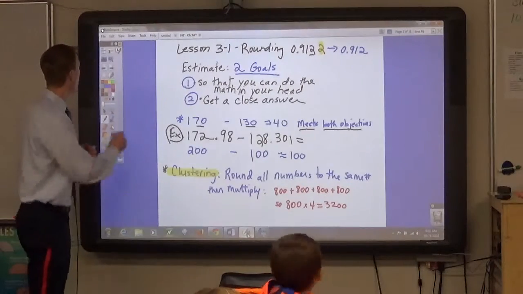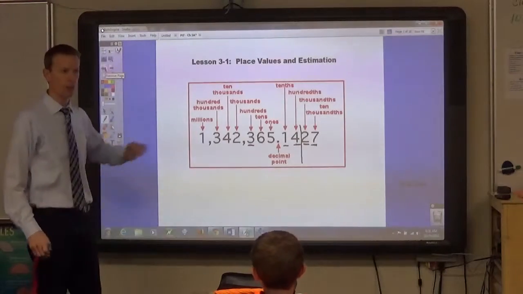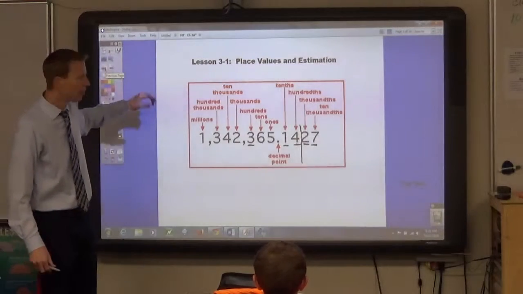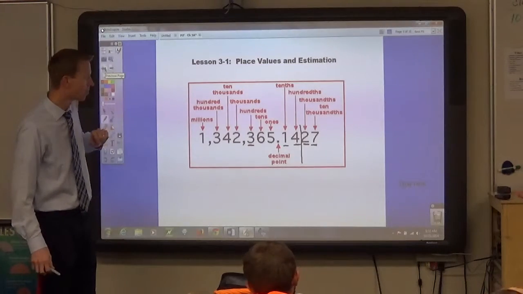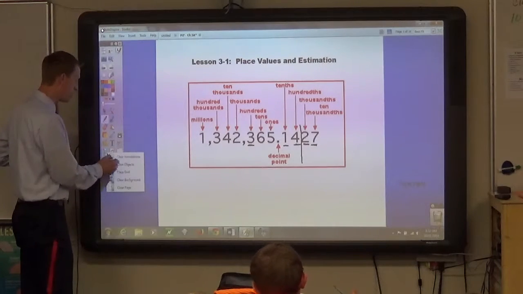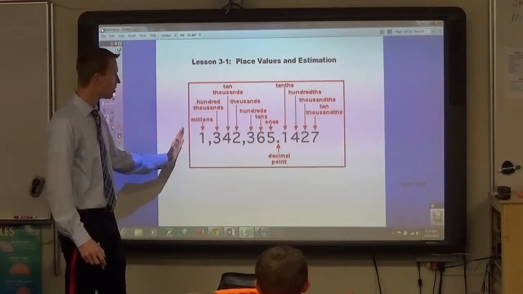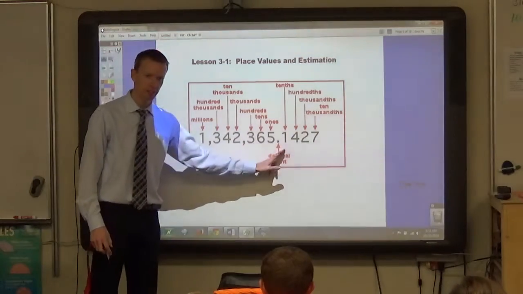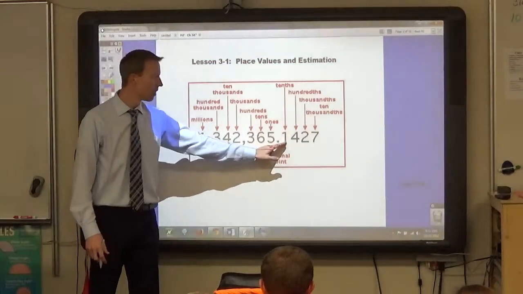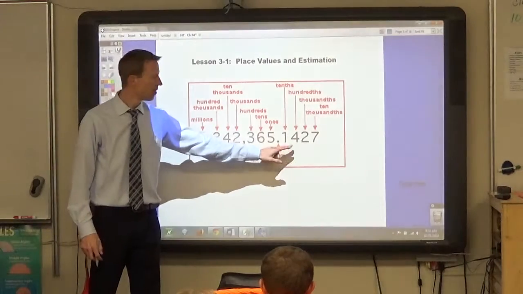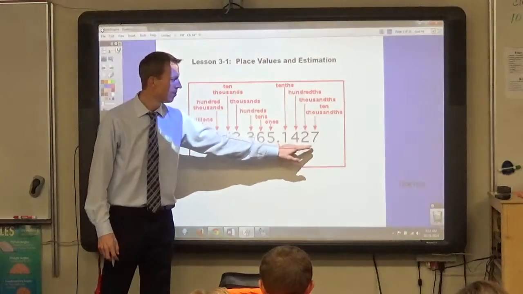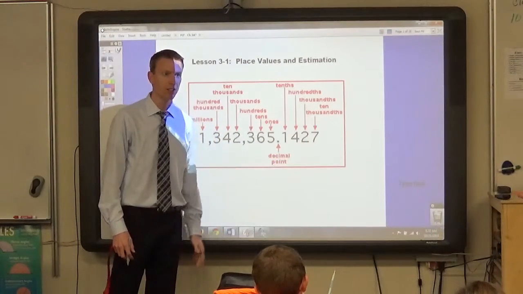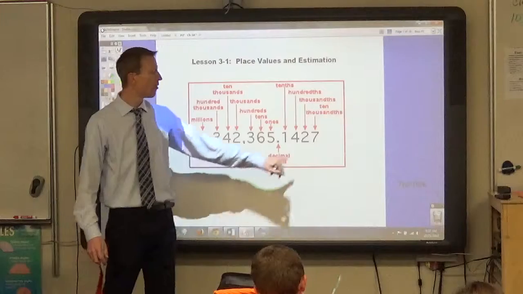Let's get started. What we're talking about in this chapter is place values. Look at this place value chart again. It shows the digits from the millions place all the way past the decimal point. Then we have tenths, hundredths, thousandths, and ten-thousandths. These are the really small values.